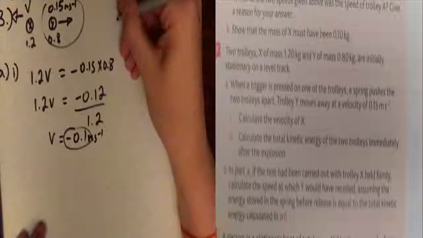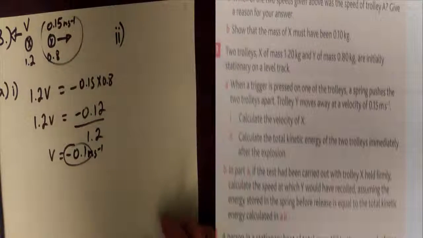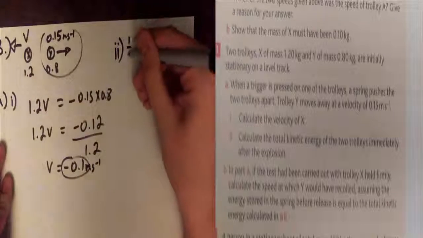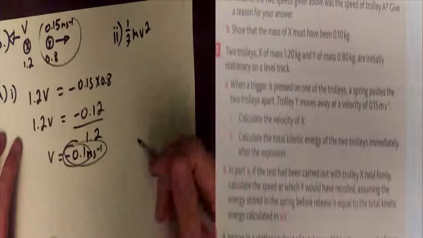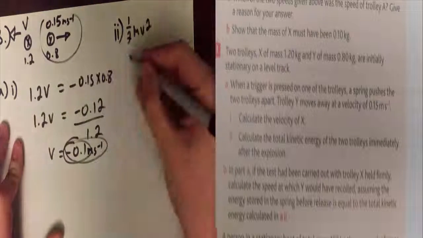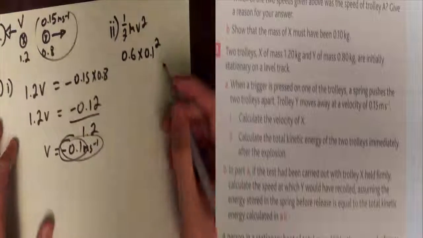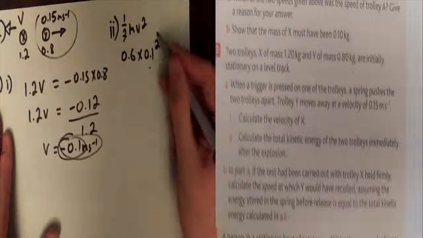Now part I asks us to calculate the total kinetic energy of the two trolleys immediately after the explosion. Well, this is fairly simple. All we need to do is apply our half mv squared, and we now know that is the velocity of X. So half of 1.2, 0.6, multiplied by 0.1 squared. We don't need to worry too much about the minus sign, because if you square a minus number it becomes positive. We have this, and we're going to add it to this.